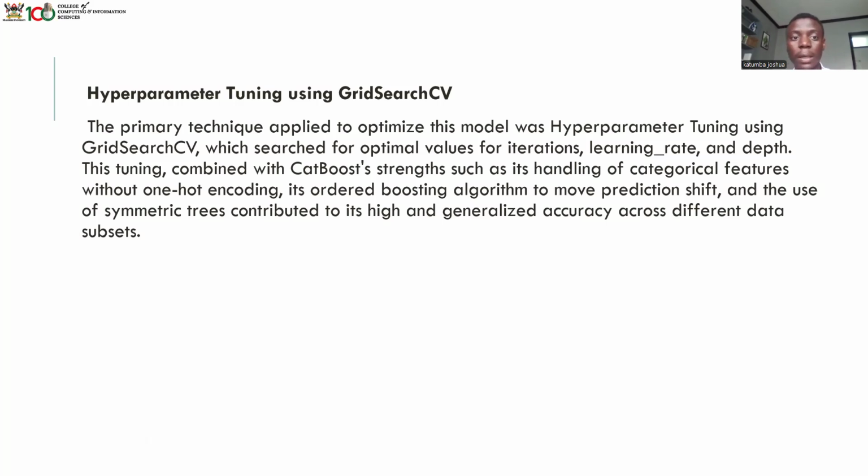So the primary technique applied to optimize this model was hyperparameter tuning. Using the grid search, it was able to search for optimal values for iterations, learning rate, and the depth. And since we are dealing with categorical and numerical data, it was very good for us. And the algorithm was able to make a much better prediction.